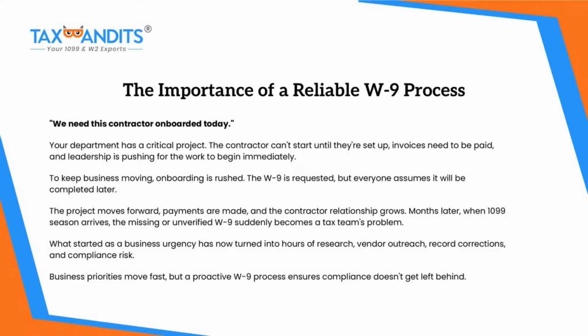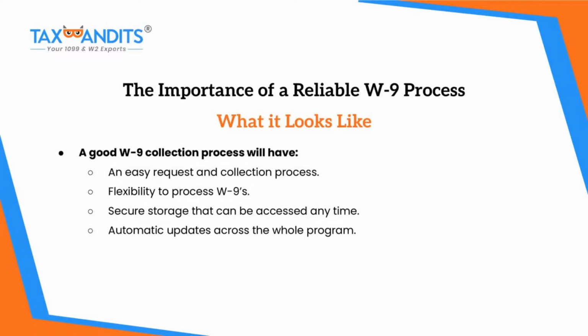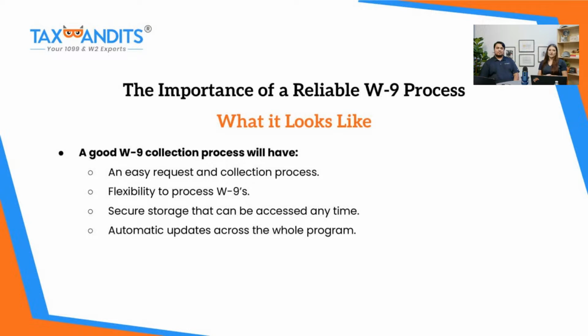So what started as a business urgency has now turned into hours of research, vendor outreach, record corrections, and compliance risk. So your business priorities, they're moving fast, but be proactive about it. A proactive W-9 process will ensure that your compliance doesn't get left behind in your business's urgency. And having a good process, I mean, there's various things that you can do, a lot of things you can do manually on paper, but having a good system to automate that and really just speed things up.